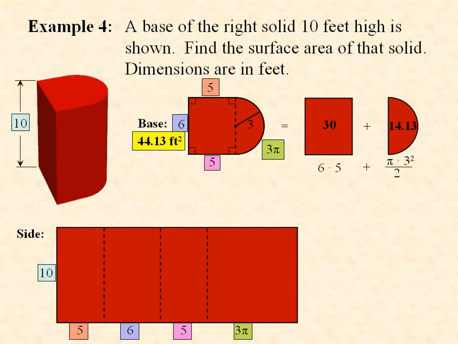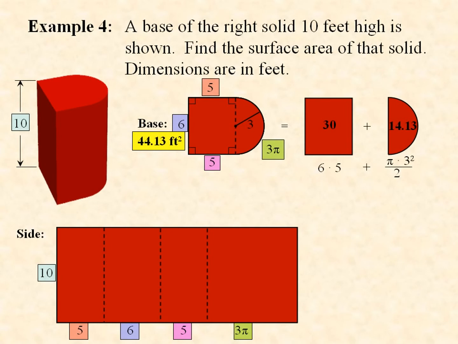So the circumference of a circle is 2 pi r, and that would be 2 pi times 3, which would be 6 pi, but this is a semicircle. So we got half of that, which is 3 pi. So that's the length of the rightmost rectangle that we have when we unfold the label of this figure. So we can figure the area of the side.